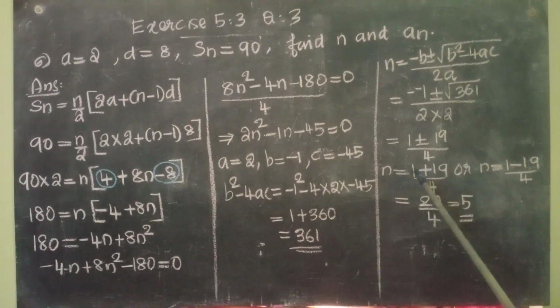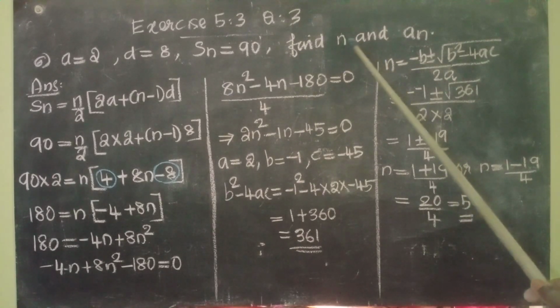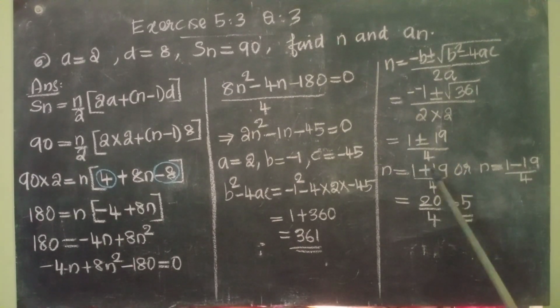So here we got 1 plus 19 is 20. 20 by 4 equal to 5. Here if we do the other one, we will get a negative value. n is the number of terms, and the number of terms cannot be negative. So we need not consider the second value. We can consider n equal to 5. So we got the answer n equal to 5.